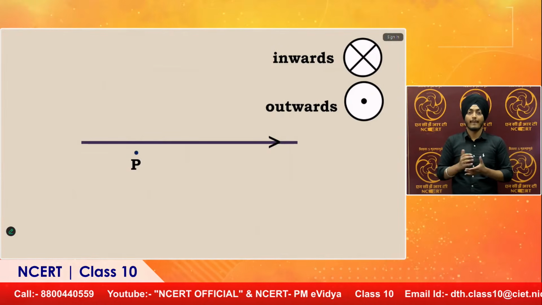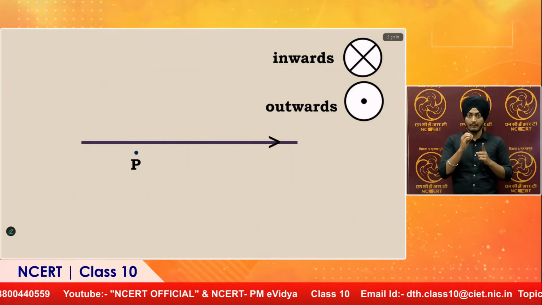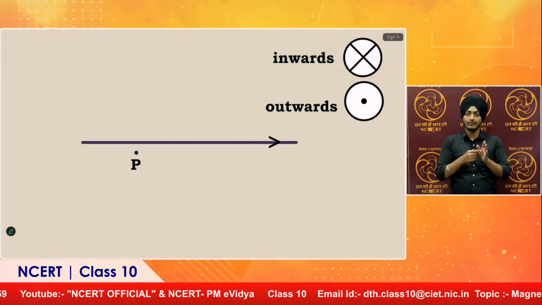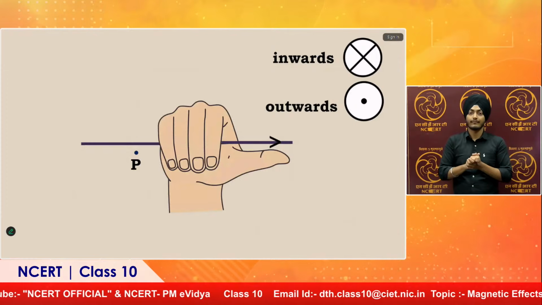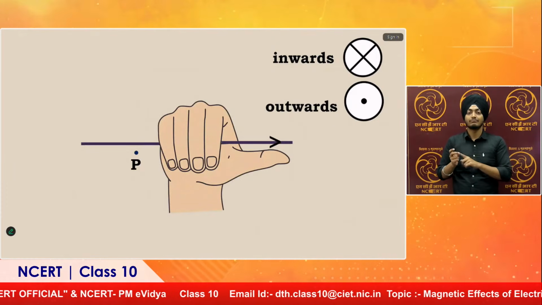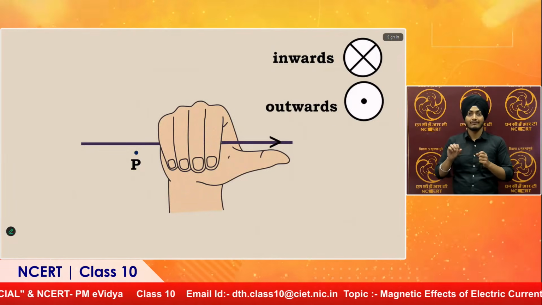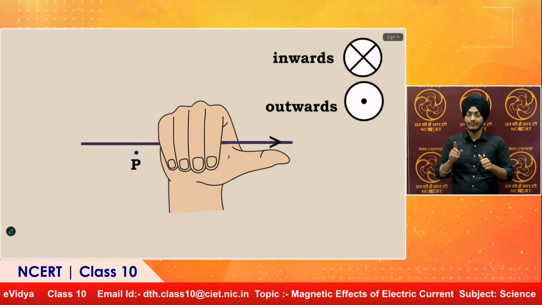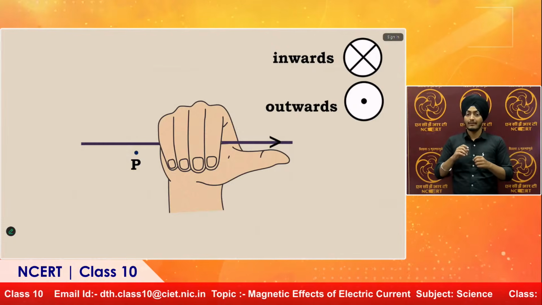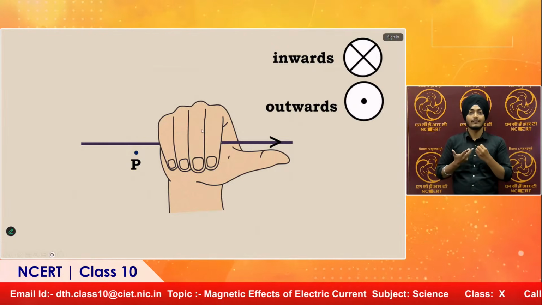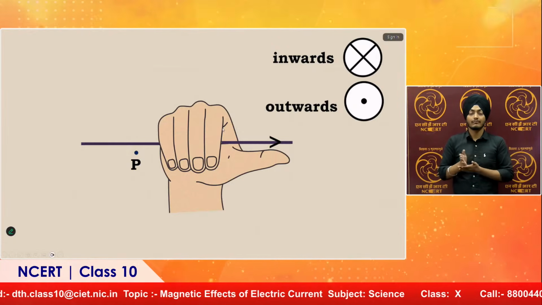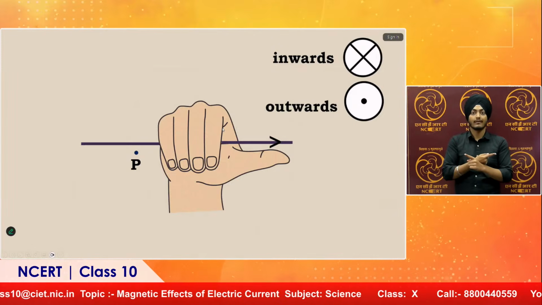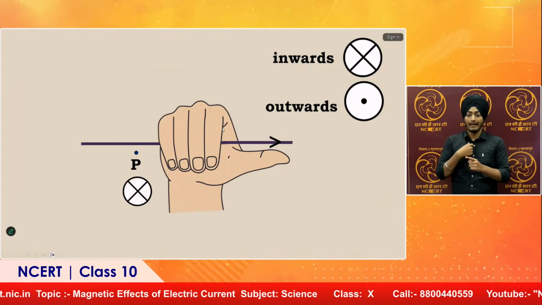Now I am taking a point P here. I am going to find out the magnetic field at the point P. For that, I keep my thumb along the direction of the current, and the direction of the fingers shows the direction of the magnetic field at the point P. So at the point P, it is going inwards. Do you think so? So I can mark an into mark here.